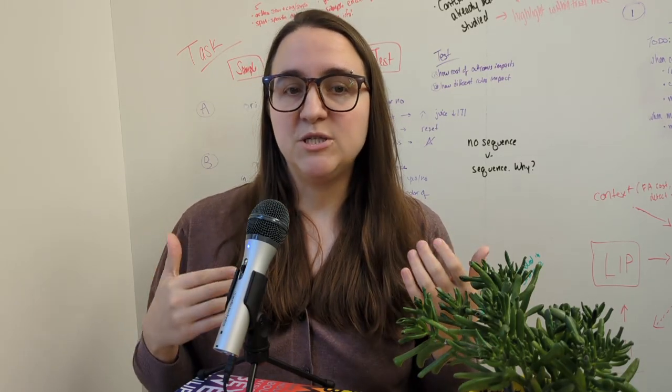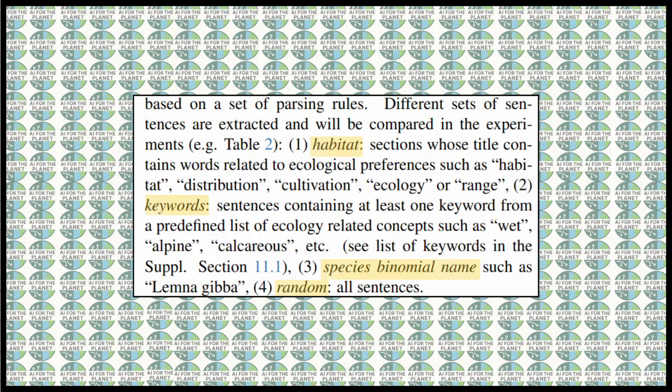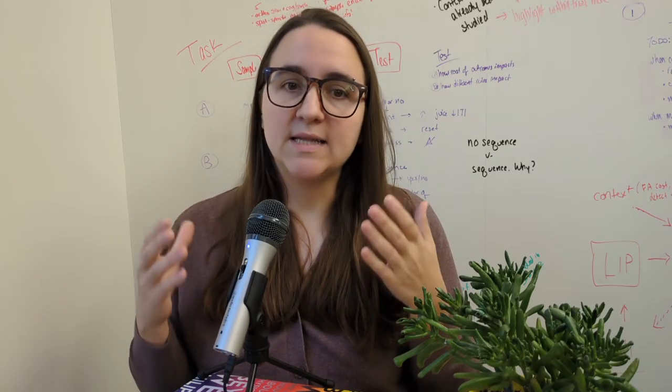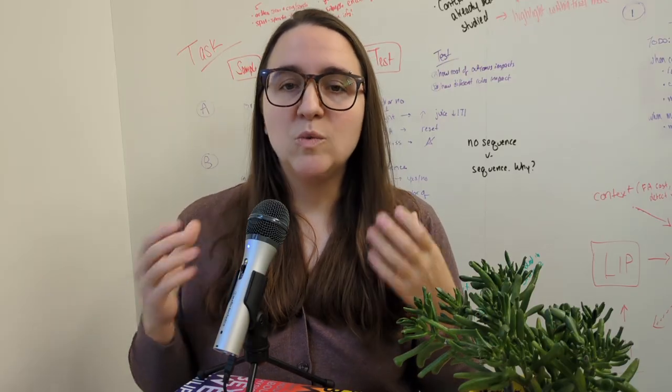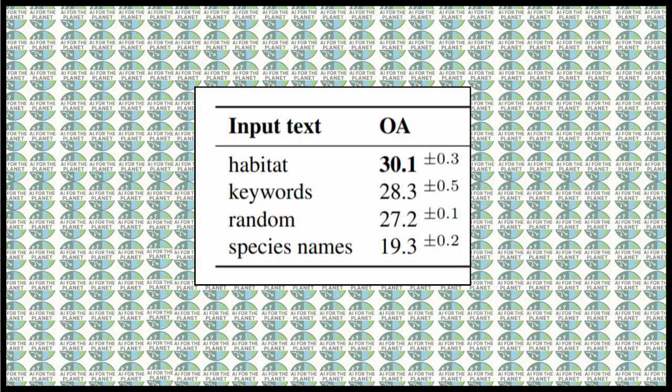The authors also explore the impact of using different parts of a species Wikipedia article when designing their training text. This includes using the species name, sentences that contain certain ecological keywords, or sentences chosen at random. Even though the random sentence dataset has significantly more sentences available as compared to just using habitat sentences, we see that habitat sentences give the highest performance. This highlights the importance of quality over quantity within this dataset.